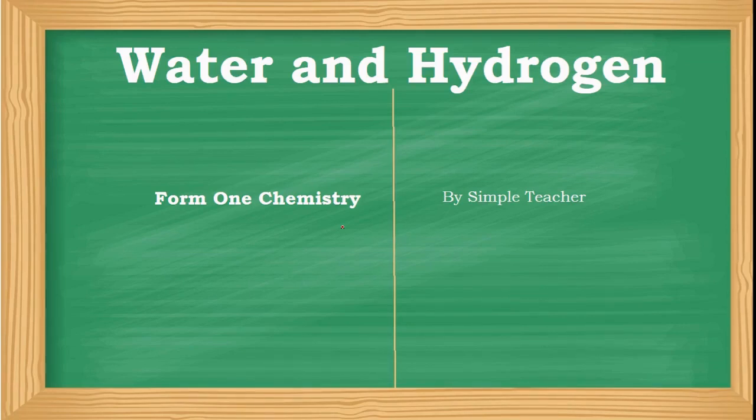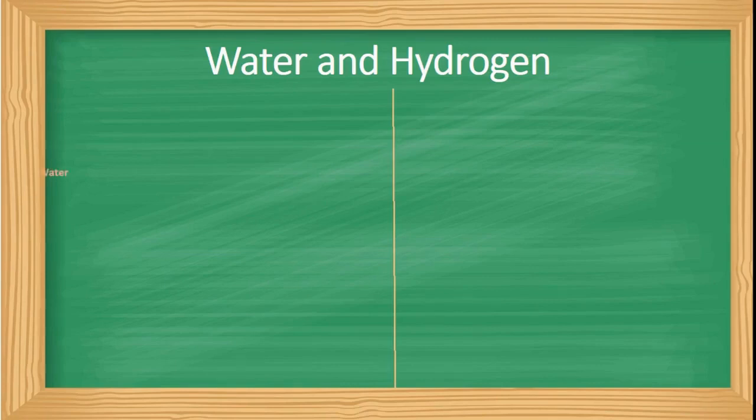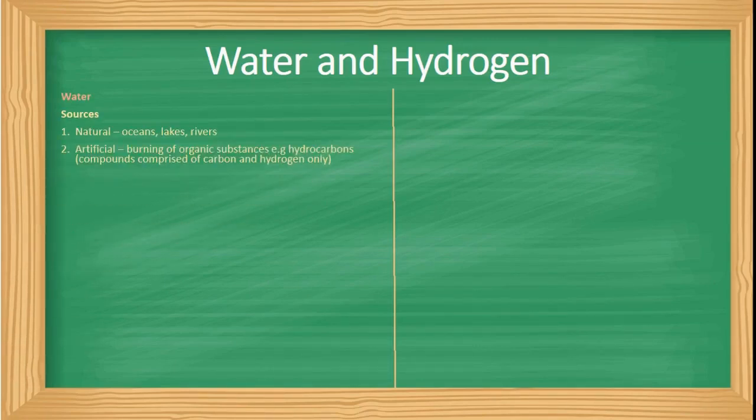Today we are simplifying a topic called water and hydrogen, which is in Form 1, that term. So we start by looking at the sources of water, and there are two sources of water. One is the natural sources like lakes, rivers, rain, oceans, streams, and then there is the artificial source of water, which is mainly burning of organic substances, for example the hydrocarbons. These are the compounds that are comprised of carbon and hydrogen only.